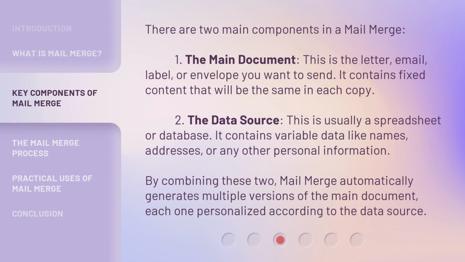There are two main components in a mail merge. 1. The main document. This is the letter, email, label, or envelope you want to send. It contains fixed content that will be the same in each copy. 2. The data source. This is usually a spreadsheet or database. It contains variable data like names, addresses, or any other personal information. By combining these two, Mail Merge automatically generates multiple versions of the main document, each one personalized according to the data source.